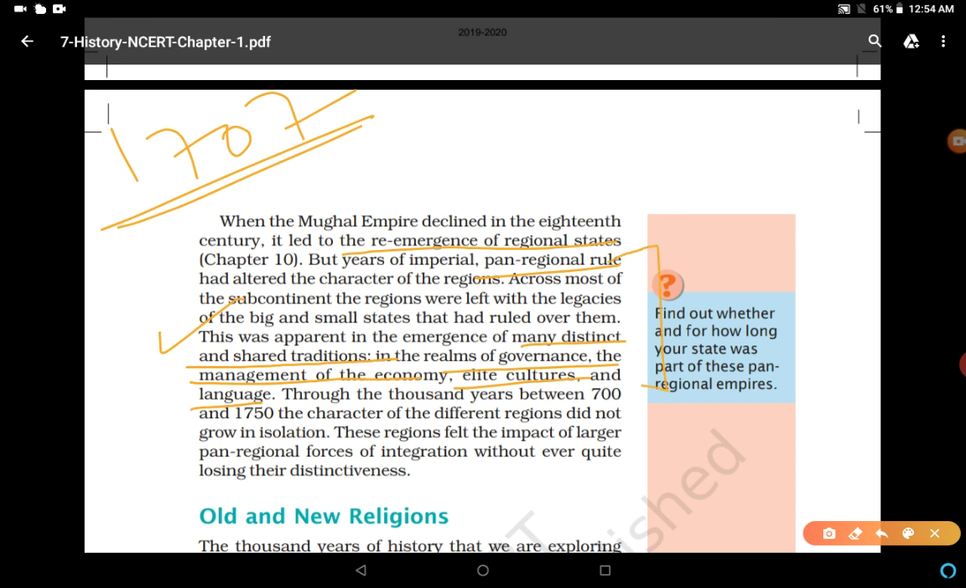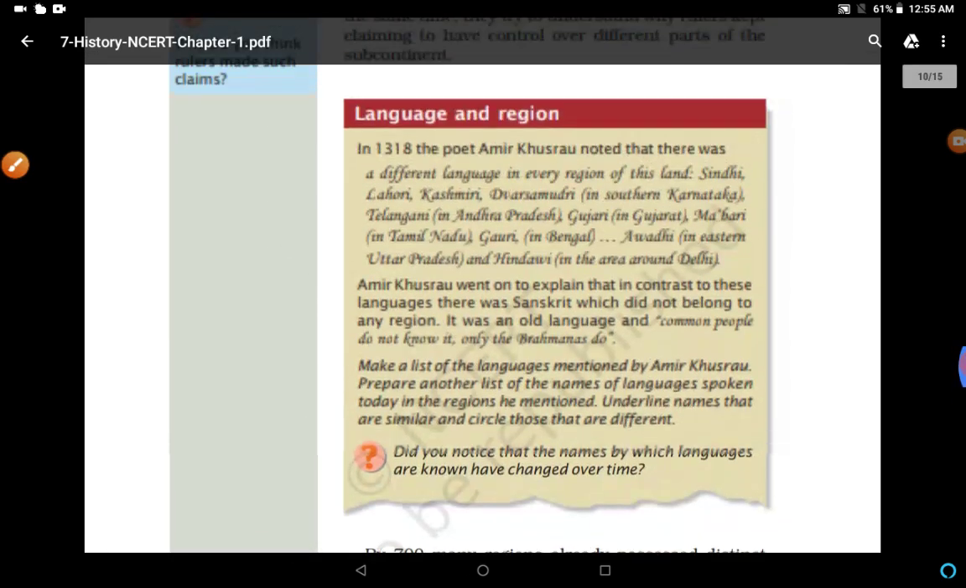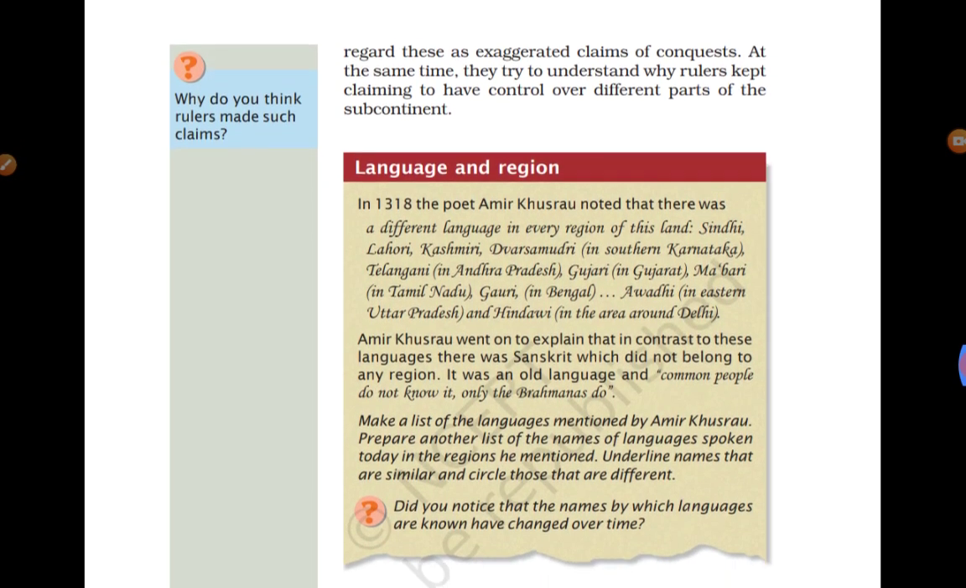Though in the 1,000 years between 700, meaning the 8th century, and the mid 18th century, the character of the different regions did not grow in isolation, because external impact was there, right? Due to movement of people, these regions felt the impact of larger pan-regional forces of integration without ever quite losing their distinctiveness. So let's study, one more part is left.